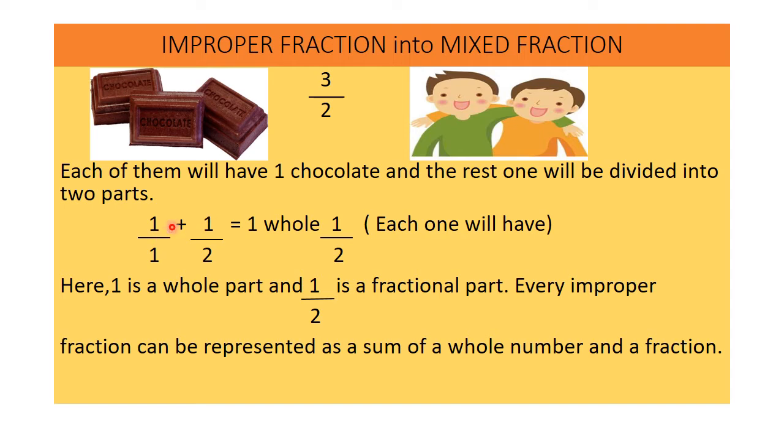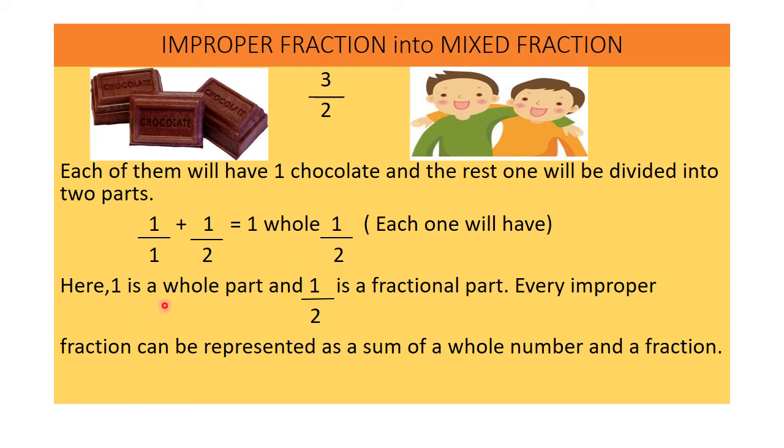So why have I written 1 by 1 over here? Because children, we know that 1 is a whole number. When divided by 1, you will get the same number itself. Let's say 2 divided by 1 is 2, 3 divided by 1 is 3. So we can also write 1 by 1, which is a whole part, right, plus 1 by 2, which is a fractional part. That means each of them will have 1 whole 1 by 2 of the chocolate.